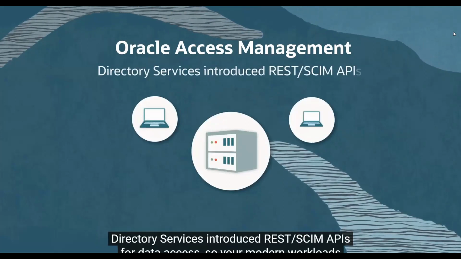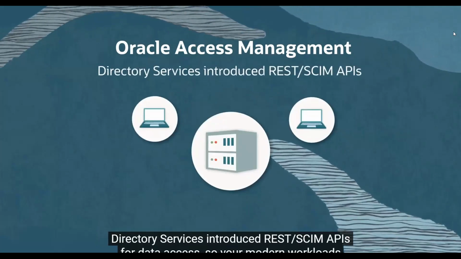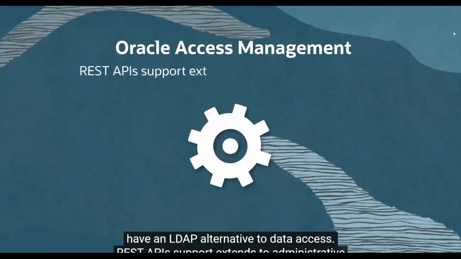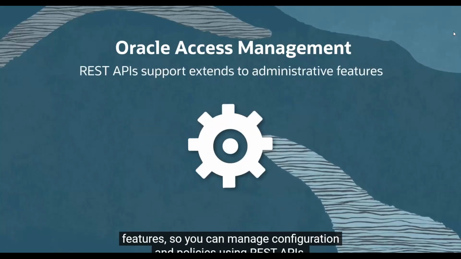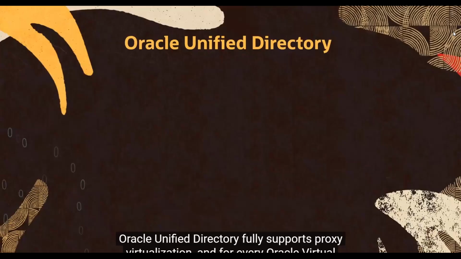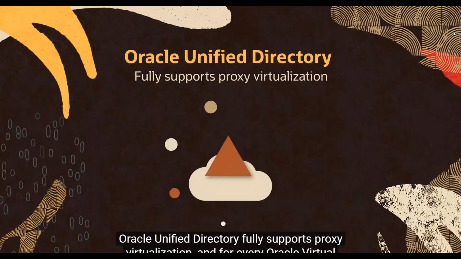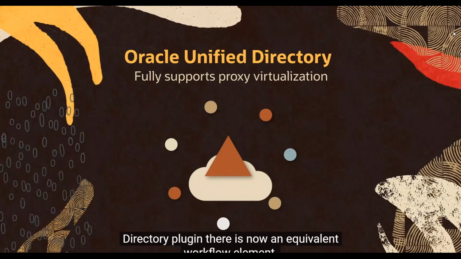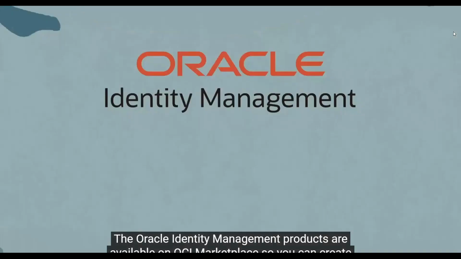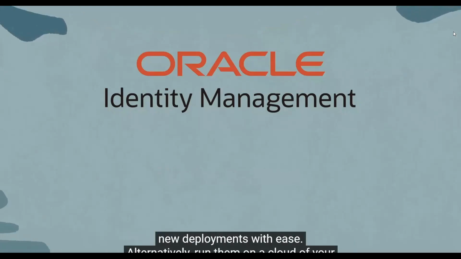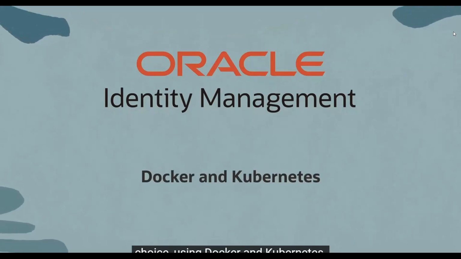Directory services introduce REST SCIM APIs for data access, so your modern workloads have an LDAP alternative to data access. REST API support extends to administrative features, so you can manage configuration and policies using REST APIs. Oracle Unified Directory fully supports proxy virtualization, and for every Oracle Virtual Directory plugin, there is now an equivalent workflow element. The Oracle Identity Management products are available on OCI Marketplace, so you can create new deployments with ease. Alternatively, run them on a cloud of your choice using Docker and Kubernetes.